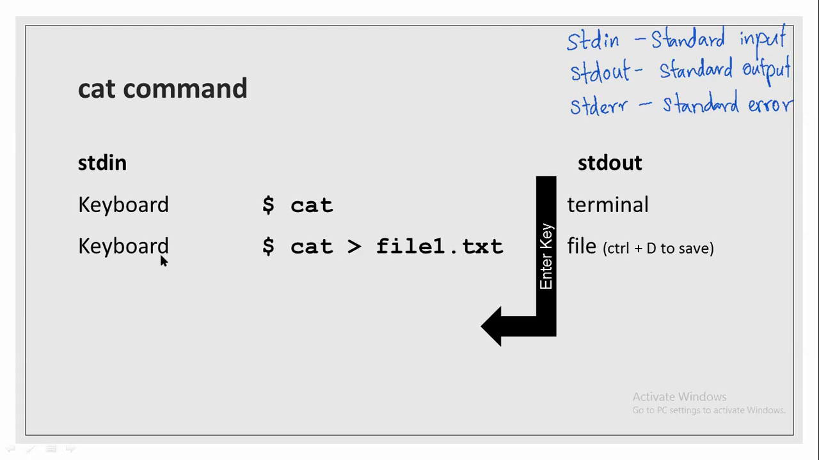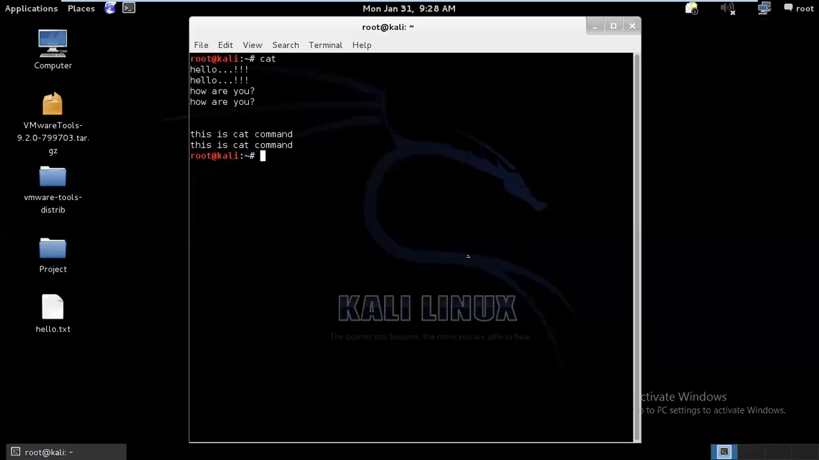So you're going to read values from the keyboard. You're reading contents from the keyboard, but writing them into a file, not to the terminal. So I'm going to use this command, cat greater than sign and file1.txt. Now you saw that the cursor is blinking in the next line, so I can type something here and press enter.